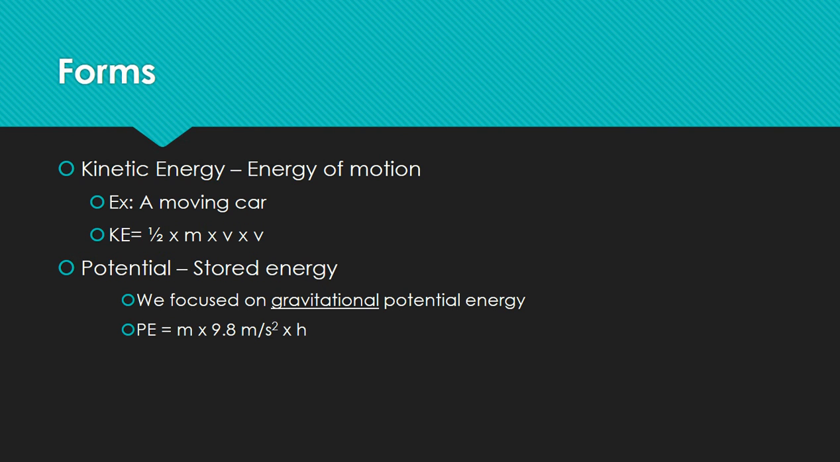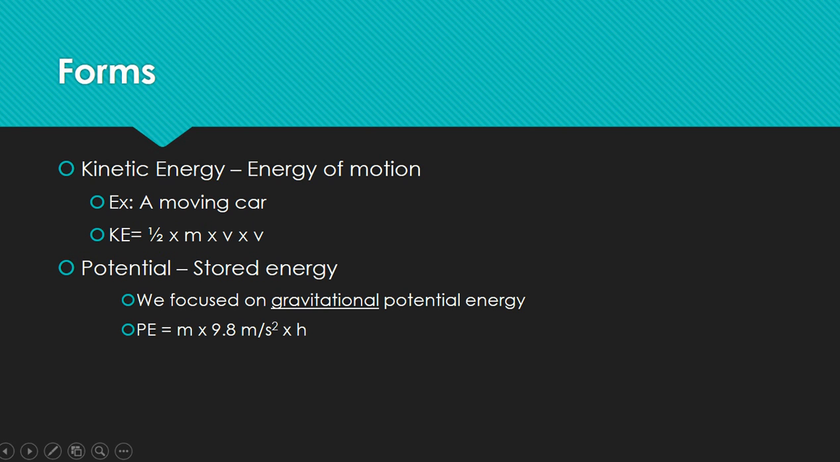Now, the two forms we spent most of our time talking about are kinetic energy, or the energy of motion. An example of something that has this type of energy would be a moving car. And the equation for this is 1/2 times mass times velocity squared. So the higher the mass is, or the higher the speed is, the more kinetic energy the object will have.